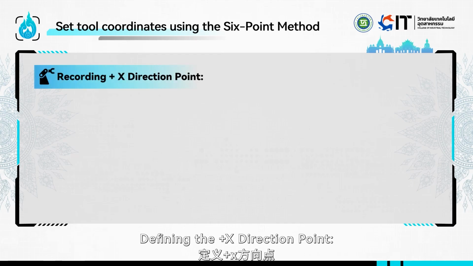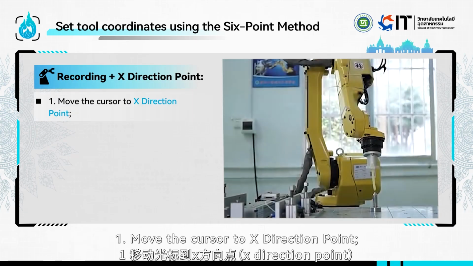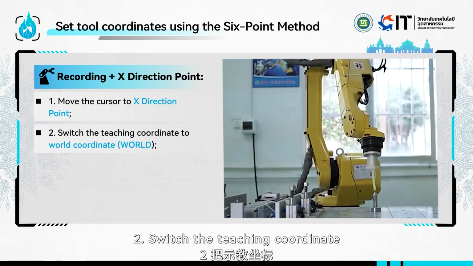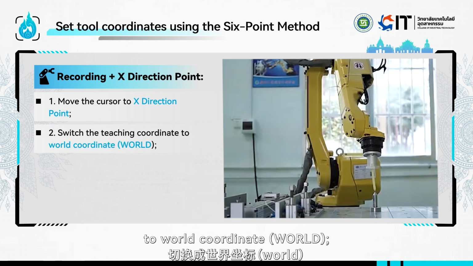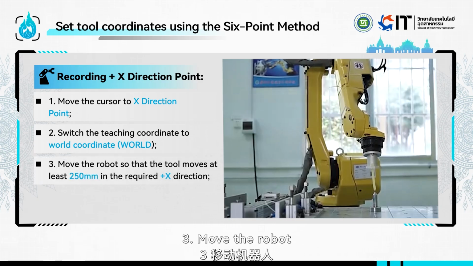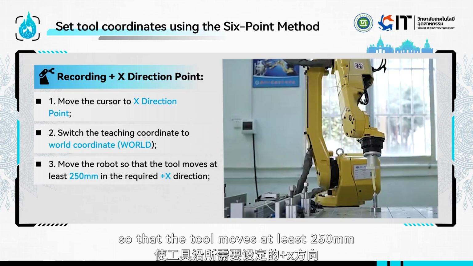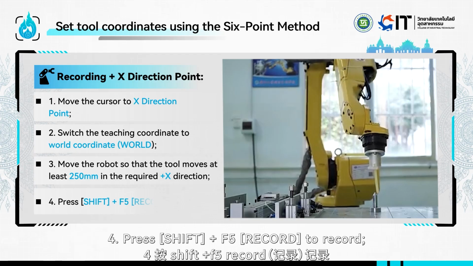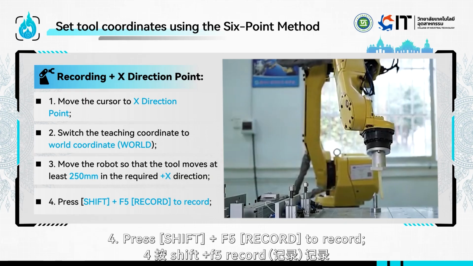Defining the plus X direction point. 1. Move the cursor to X direction point. 2. Switch the teaching coordinate to world coordinate, world. 3. Move the robot so that the tool moves at least 250 mm in the required plus X direction. 4. Press Shift plus F5, Record, to record.